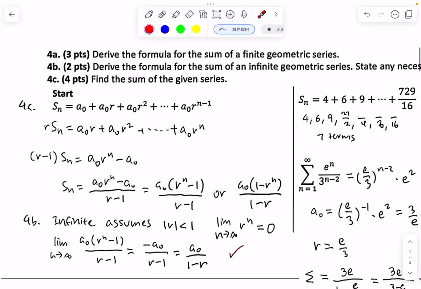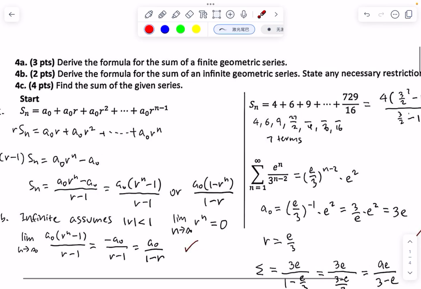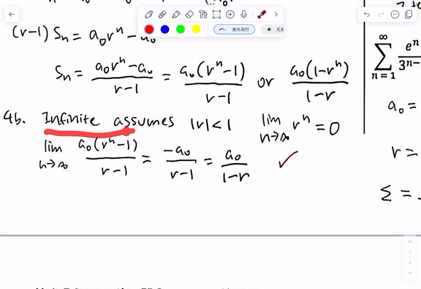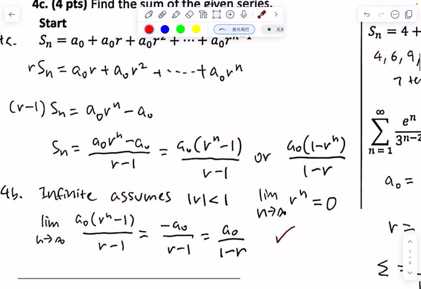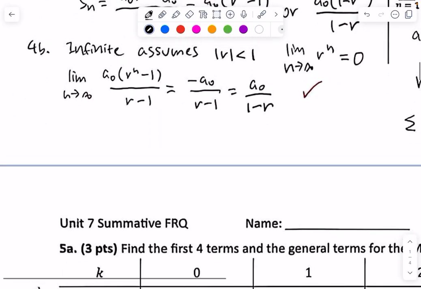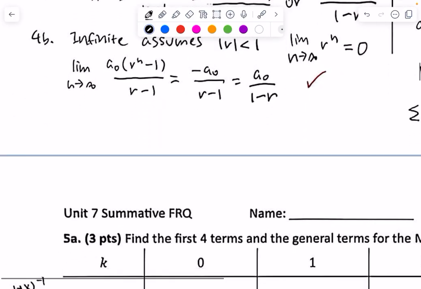Right. B would be the infinite geometric series. So infinite assumes that the absolute value of r is less than 1. Let's think about this intuitively. If we have an infinite geometric series where r is greater than 1, what would happen? Let's say r equals 1.5, or r equals 2 for simplicity's sake.